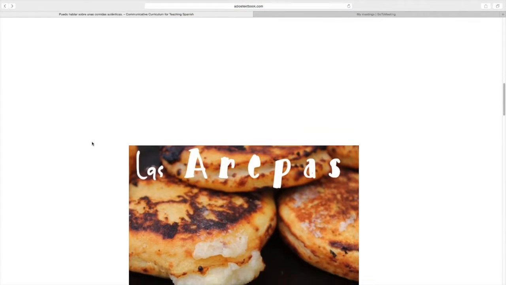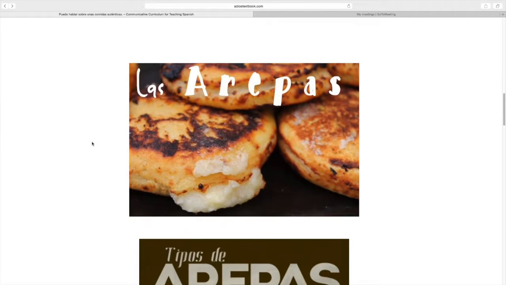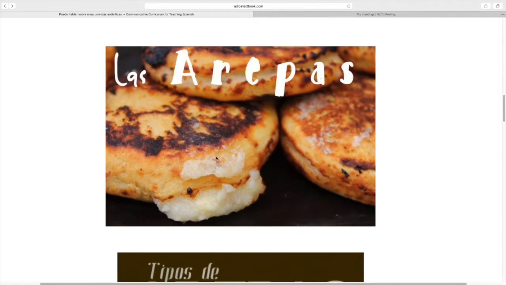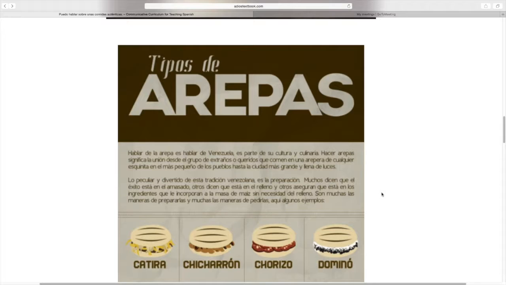The next part of this is arepas. And again, this is something that doesn't really exist in American cuisine, so this is going to be something new to them. But again, they're going to see a lot of variations. So I found this infographic that's talking about different types of arepas. It's starting off right at the top, letting us know where arepas are from and kind of the background in Venezuela, and that there's so many different types.